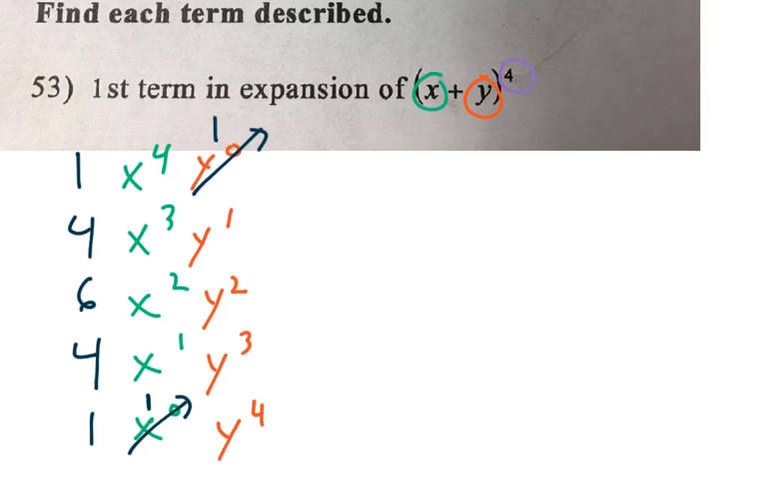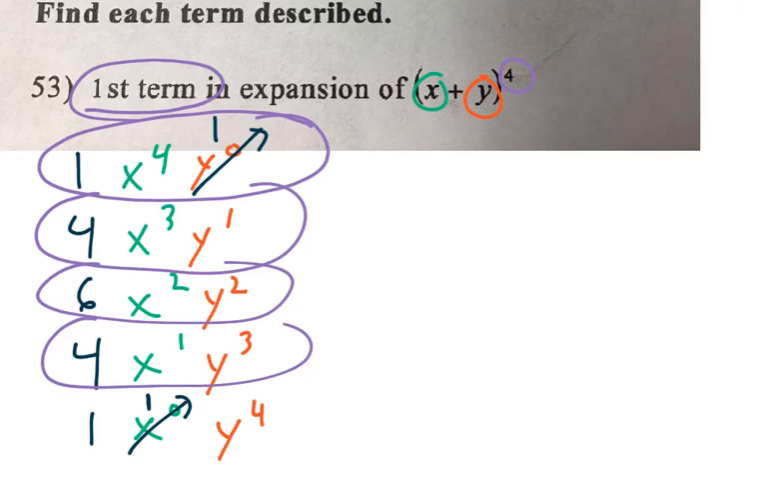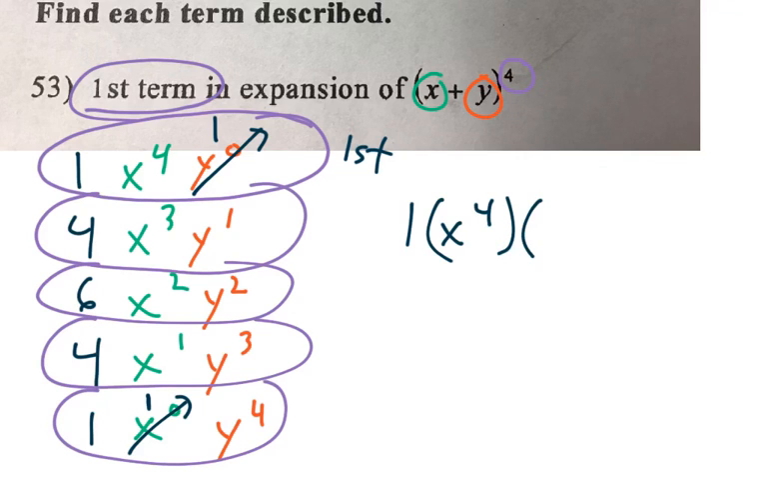But all they wanted, if you read the question carefully, is they just want the first term. This right here is my first term. This would be my second, my third, my fourth, and my 5th term. Okay? But all they wanted was the first one. So what is the first term in this problem? It's just simply 1 times x to the 4 times another 1. Simplifies to x^4. And that's the answer to the question. Pause the video if you need to.